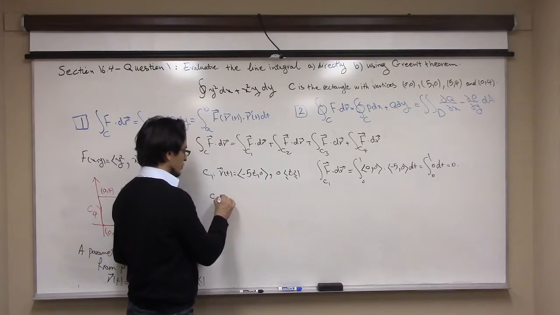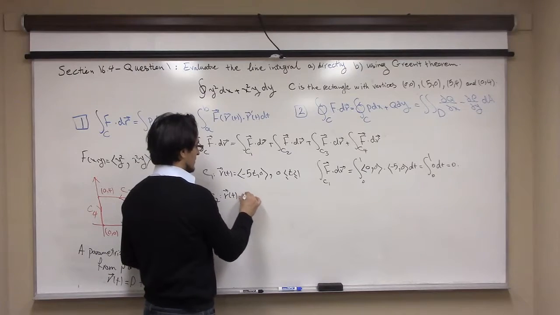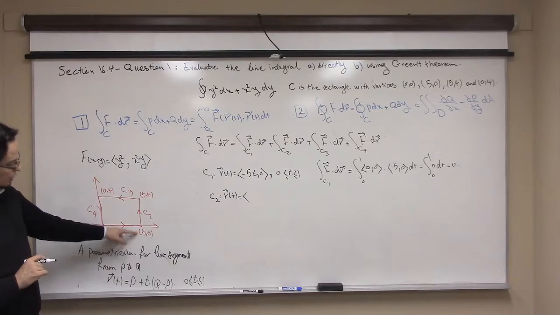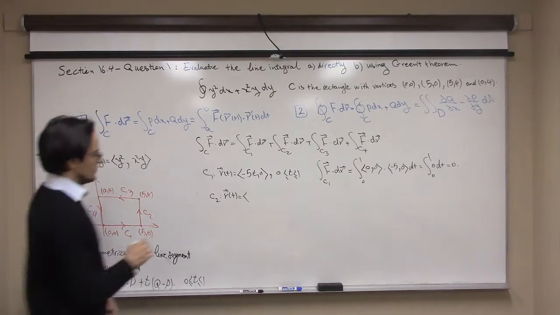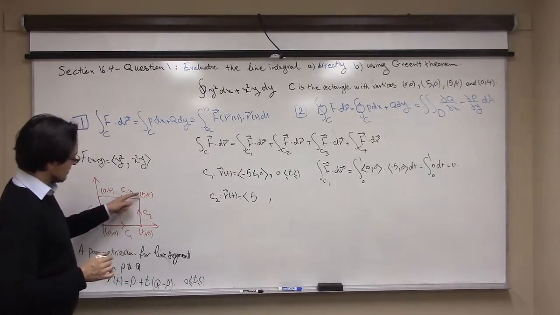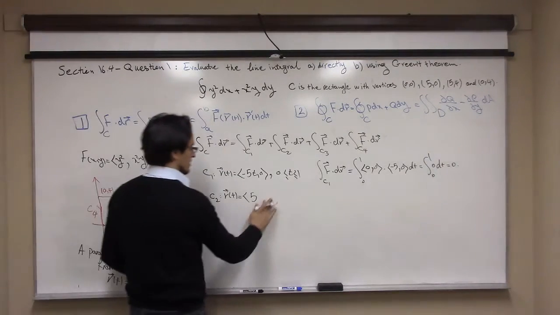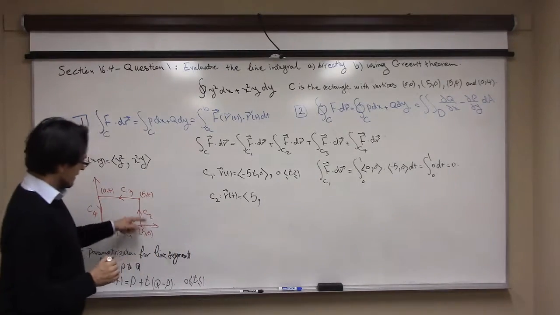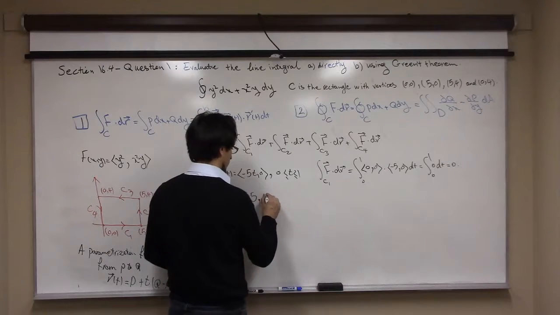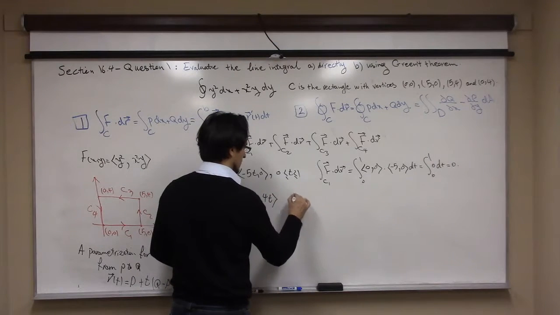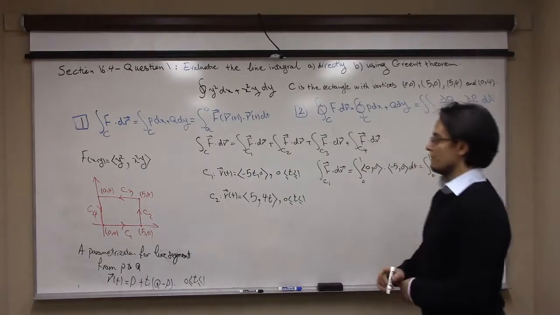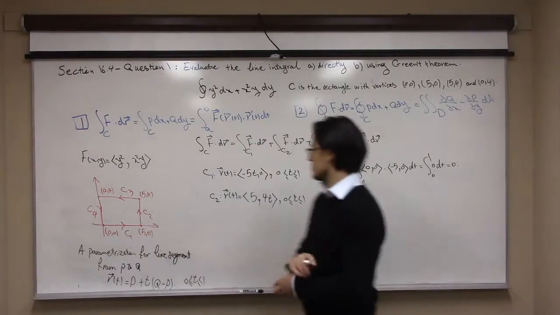For C2, the parameterization is, we want to go from (5, 0) to (5, 4). So I have to do 5, and then t times this minus this. There is no t for the first component. And 0 plus t times this minus that is 4t. And t goes from 0 to 1. Okay, that's the parameterization for C2, going from this to that.